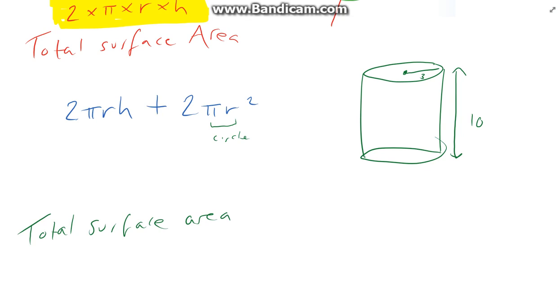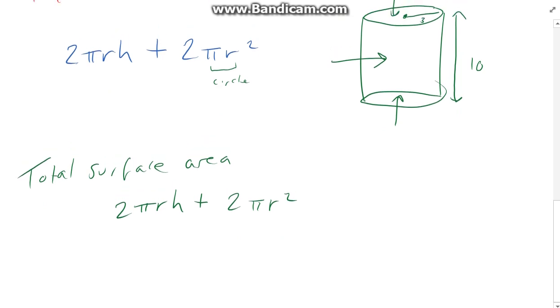So we'll add the curved, so you're thinking this part here, the curved surface area is 2 pi r h, but we have to remember they want everything, so we're thinking about the top, we're thinking about the bottom, so we're thinking about this part, and this part, so 2 pi r squared, because 2 circles. So we'll input what we know, so 2 times pi times our radius, which is 3, times our height, which is 10, plus 2 times pi times our radius squared.